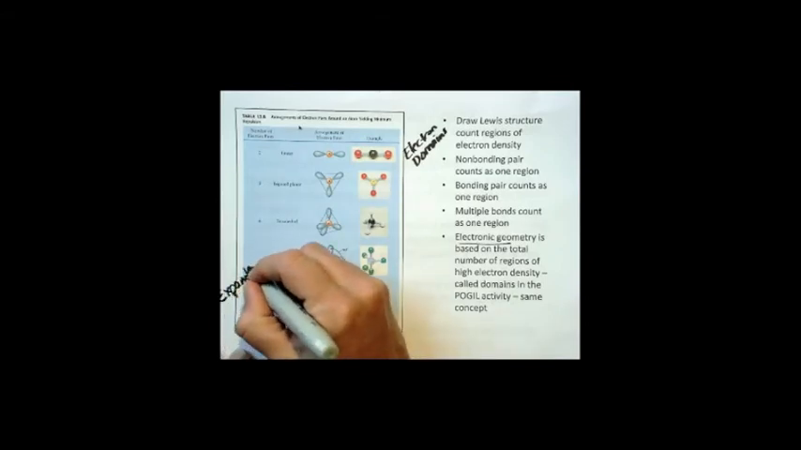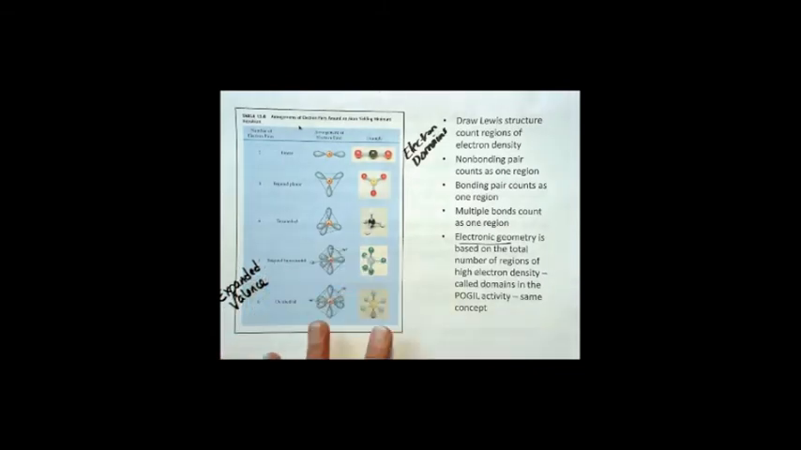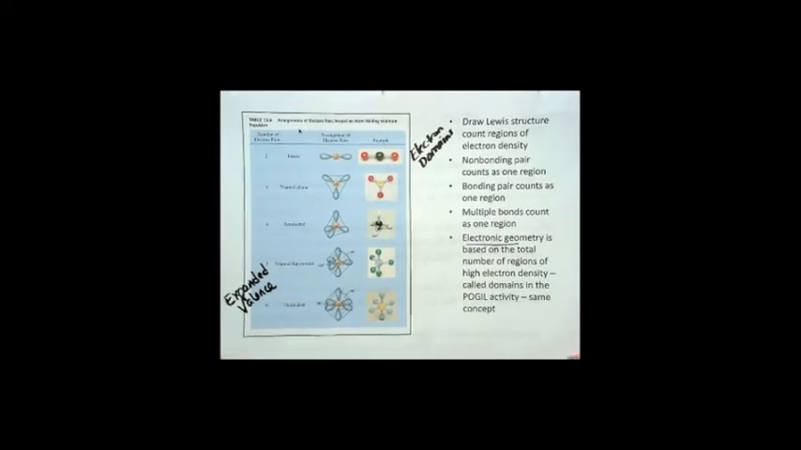Okay, remember when we were talking about Lewis structures? There are some exceptions to the octet rule where you have expanded valence on an atom, and in that case you can have an interesting electronic geometry as well. All right, I'm going through this very quickly because you should have covered all of this in your POGIL activity.